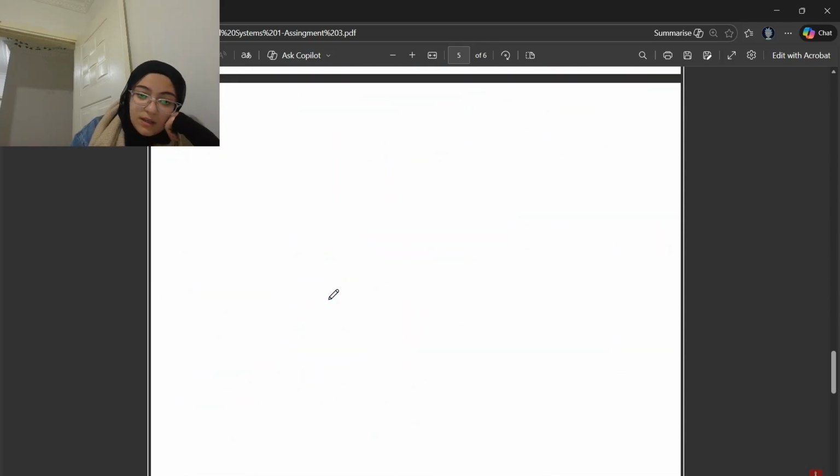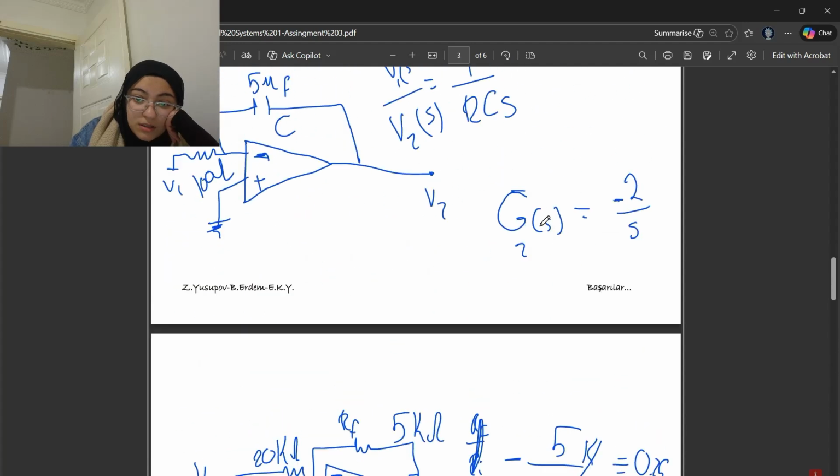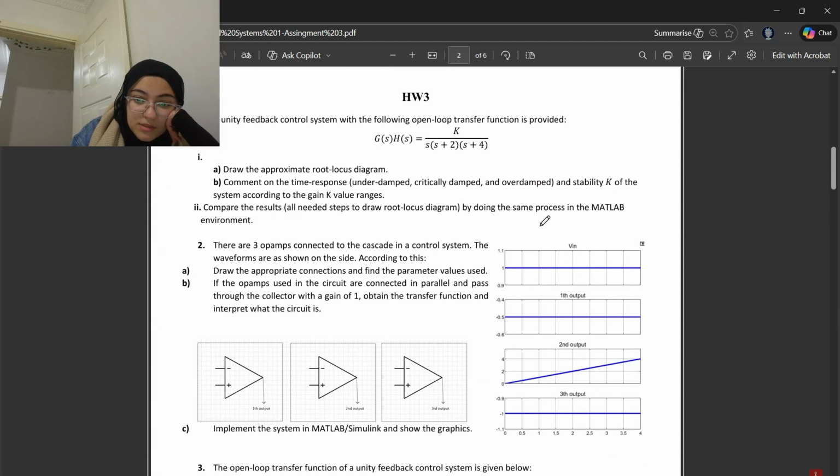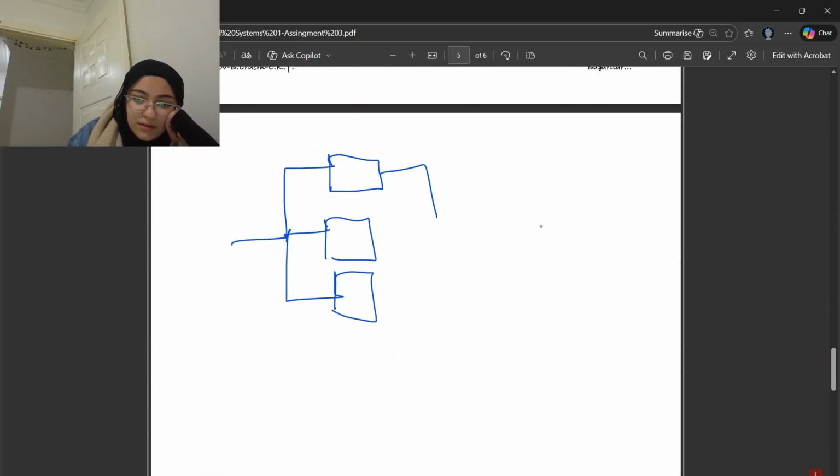How to draw the amplifiers? It's just going to be here an op-amp, and here an op-amp, and here is the final op-amp, and the gain is 1. How did I know the gain is 1? From also the waveform here, the gain is 1. And they are all connected together. Like here is the first op-amp, here is the second op-amp, and here the third op-amp.